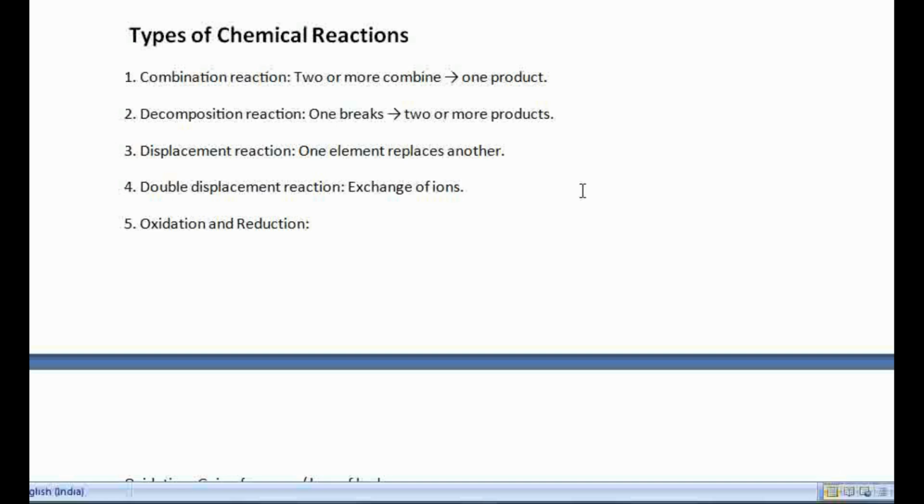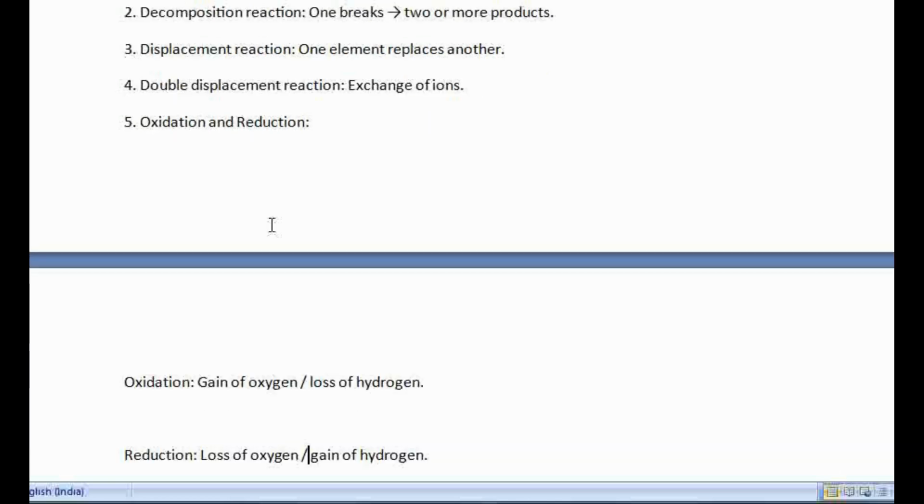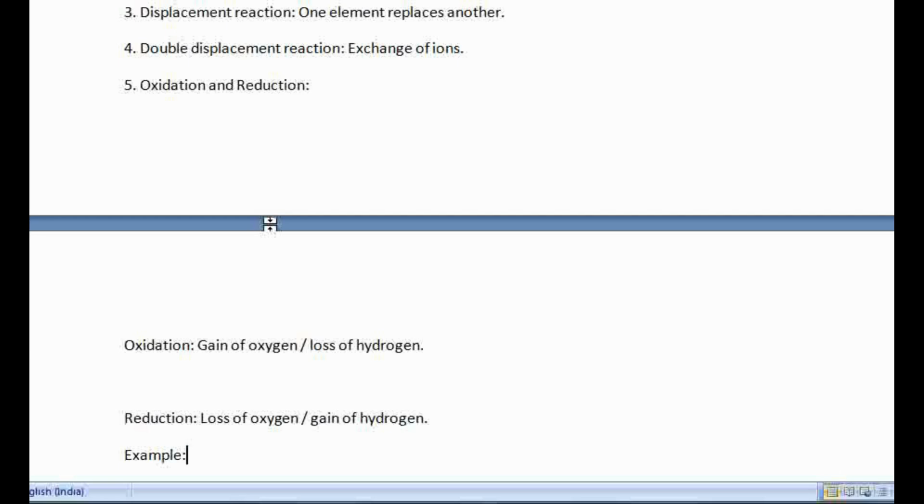And the fifth one is oxidation and reduction. These are also very important. What does it mean by oxidation and reduction? Oxidation means gain of oxygen or loss of hydrogen. And what is reduction? Reduction is nothing but loss of oxygen or gain of hydrogen. Example, CuO plus H2 gives Cu plus H2O.